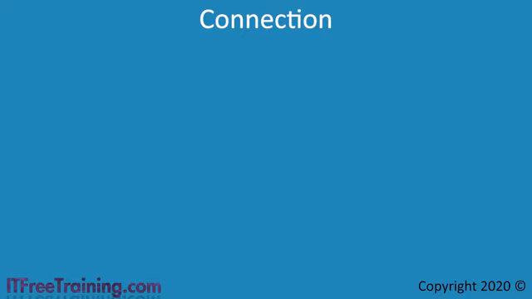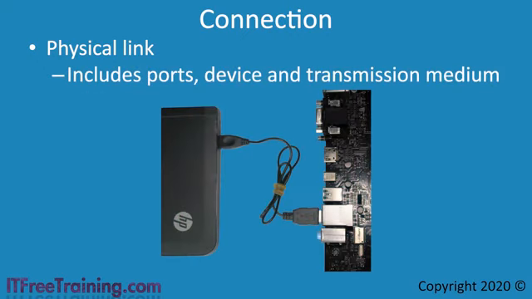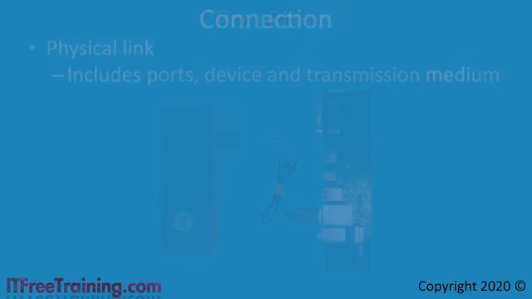The next part is the connection. The connection is the physical link. This includes the port, device, and transmission medium. This can be a physical cable, or it could be wireless. The connection is different from the interface in that it is what the data travels over.